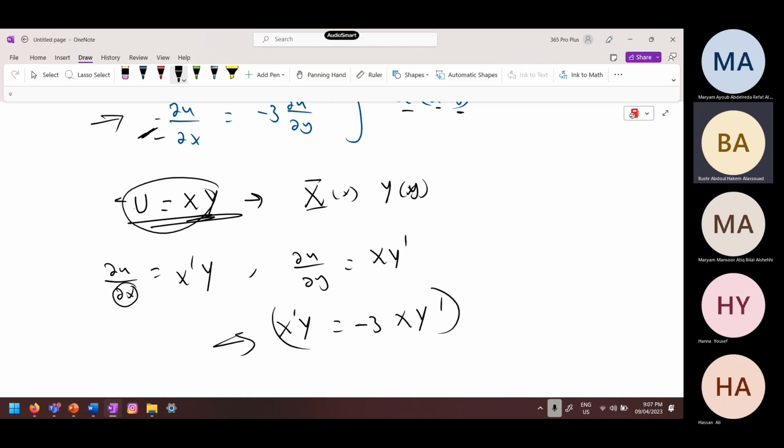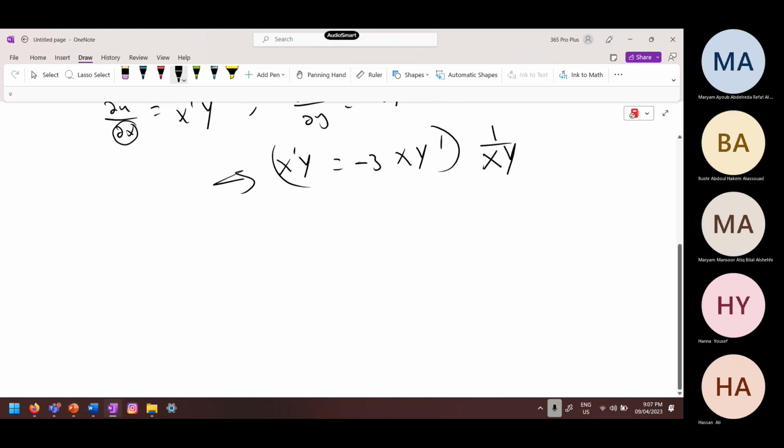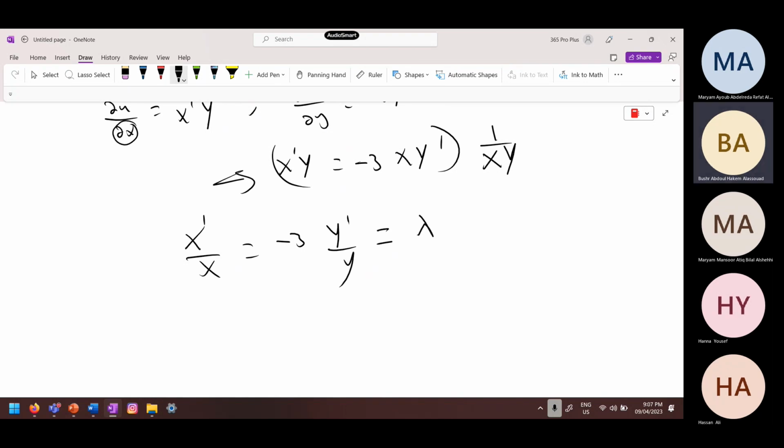Now you need to divide by the assumption. Always, after substituting, you need to divide by the assumption. I'll send you the slides, and you can also check my summary for the exact method of solution. So now we'll get X prime over X equals negative 3 Y prime over Y. This is equal to lambda.